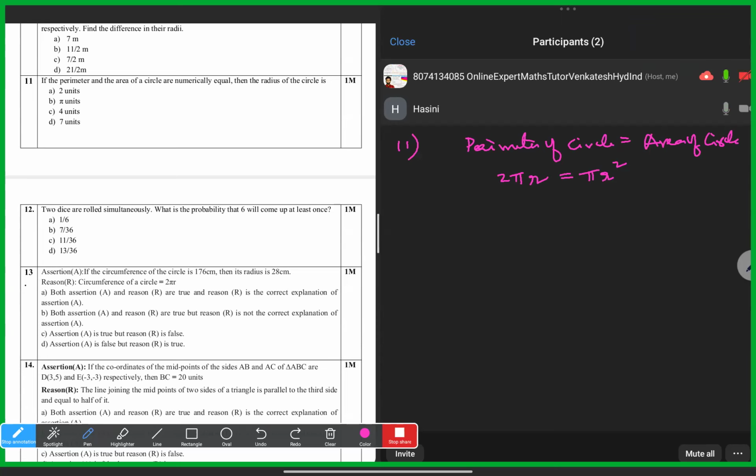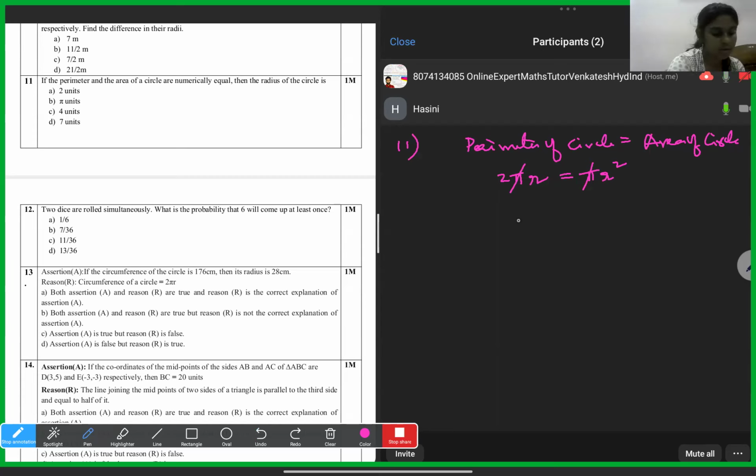So Hasni, now from this we need to just find out the radius. For that, I'll bring the r terms to one side. There are many ways to solve this equation. One of the ways is this: if I take this pi to both sides, can I cut it? Because if I go to the other side, pi will get cut. Here it's multiply now, so it will go to the other side. Pi will get cut. Any doubt, Hasni?